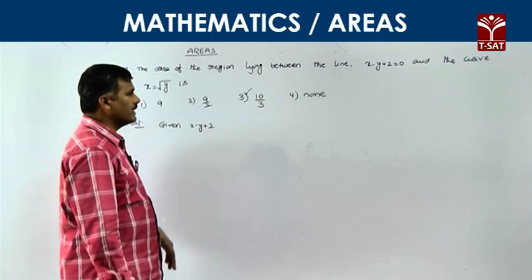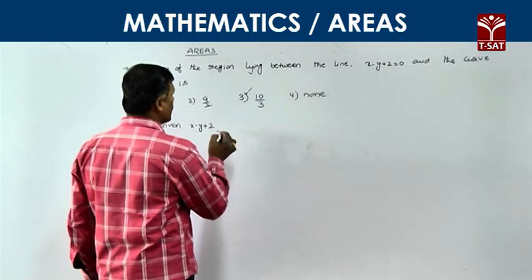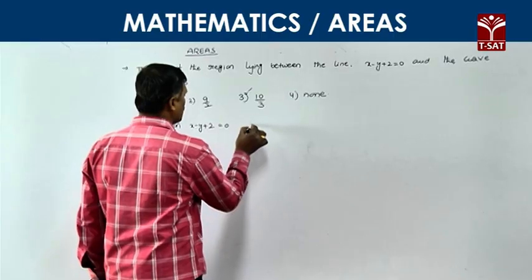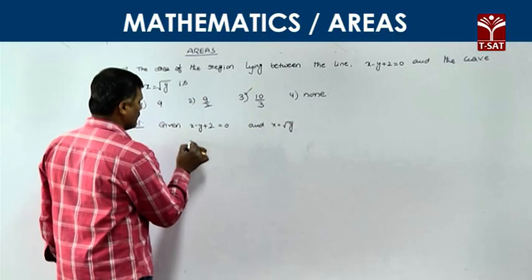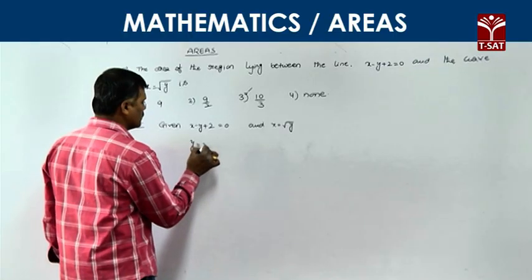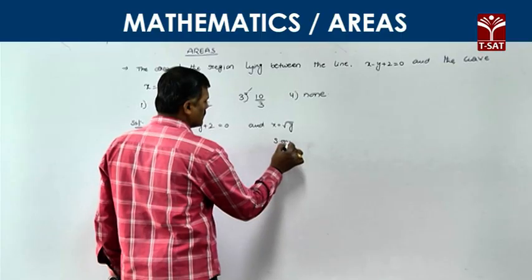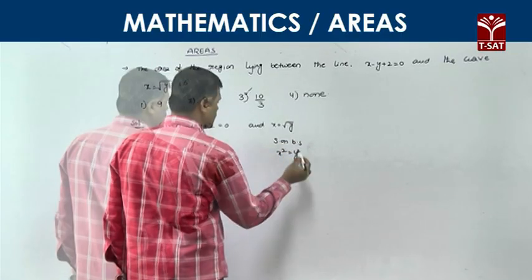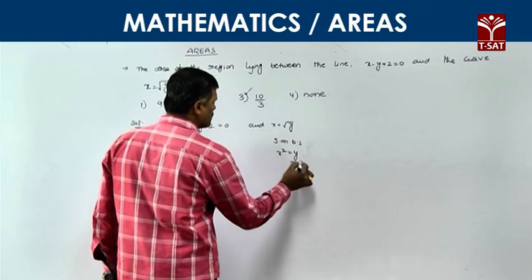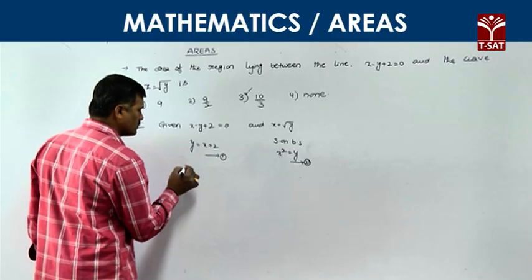Solution: we have to find the point of intersection of the line and the curve. Given x minus y plus 2 is equal to 0 and x is equal to root y. Here y is equal to x plus 2. Squaring on both sides, x square is equal to y. It is equation number 1 and equation number 2: y equal to x square, y equal to x plus 2.